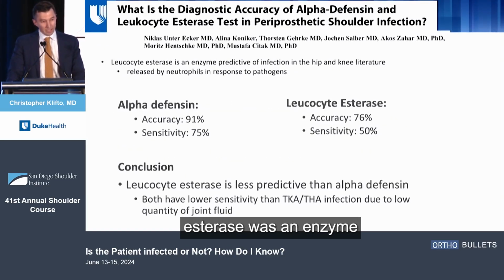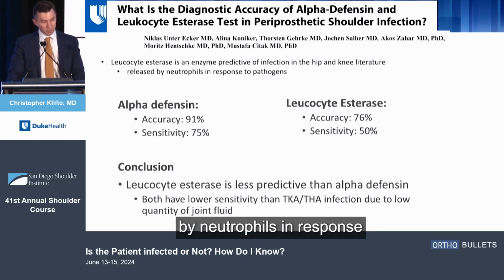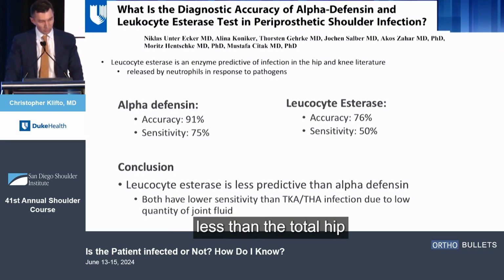What about leukocyte esterase? Well, it's an enzyme that's predictive of infections in the hip and knee literature. It is released by neutrophils in response to pathogens, and leukocyte esterase is less predictive than alpha-defensin. Again, both are significantly less than the total hip and total knee literature.